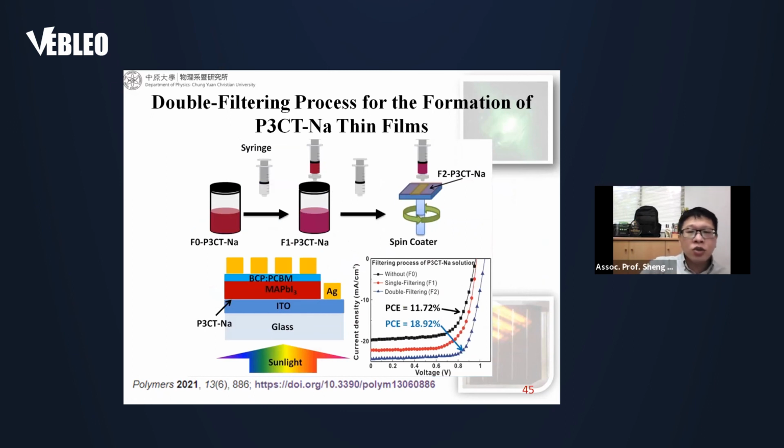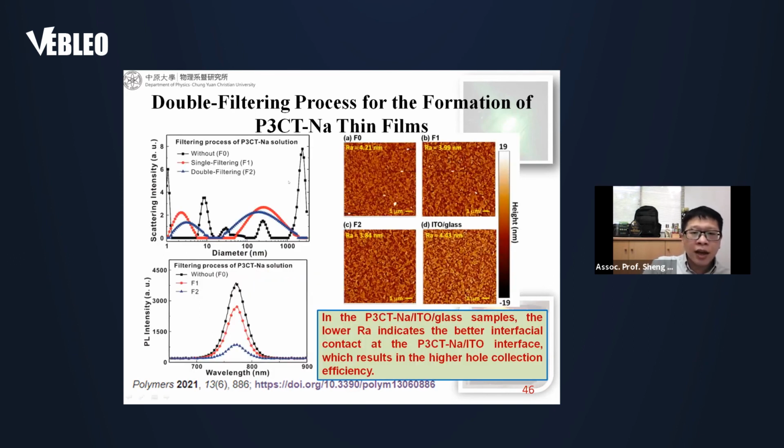And then in our study, we just try to use the P3CT sodium thin film. But in this study, we try to use different filtering processes. So we use a one-step single filtering process and a double filtering process. Then the efficiency can be increased to almost 19%. Our analysis shows that the filtering process can remove the large aggregates and also remove some hydrophobic P3CT, because we want to form some hydrophilic P3CT on top of the ITO surface.